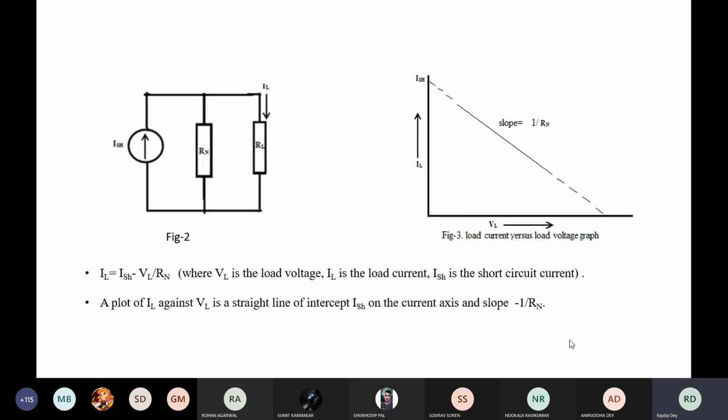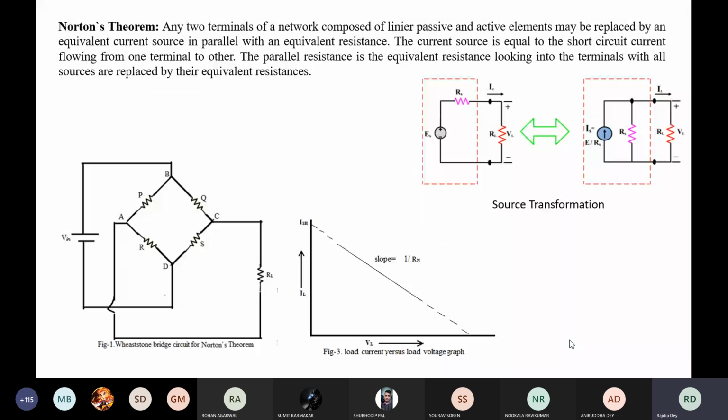So for this graph you can see our y-intercept is ISH and our slope is minus 1 by Rn. We'll try to find out whether for this graph also our y-intercept is ISH or not, and whether our slope is minus 1 by Rn or not. So for that, what do we need to find out? We need to find out ISH and Rn. So what is ISH?